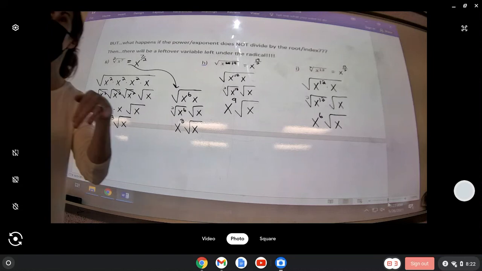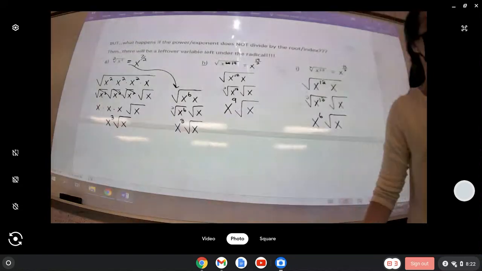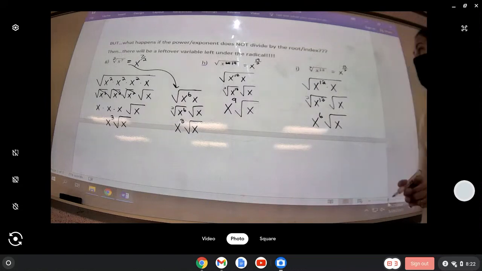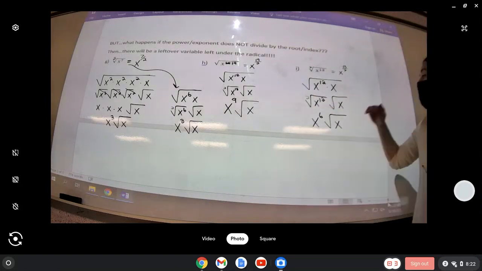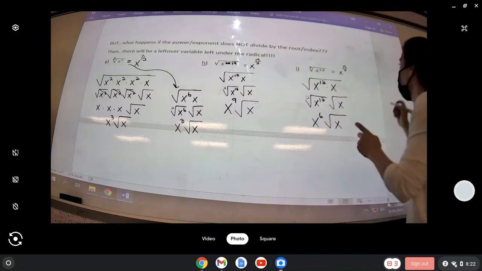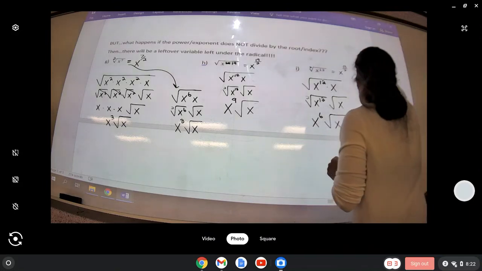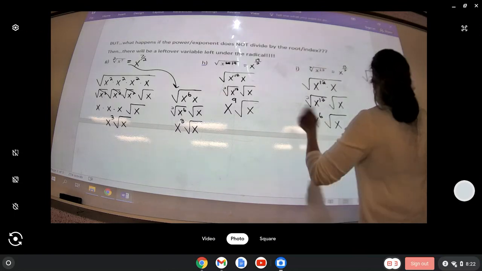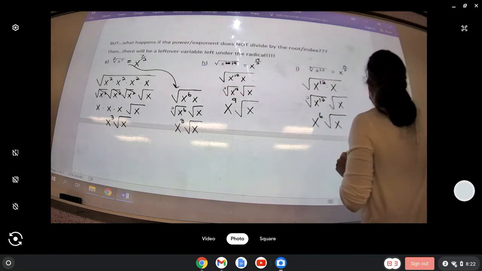So just like when we simplify square roots, like the square root of 75, it was 5 times the square root of 3. Something was stuck under that radical. So if it's not going to divide, you are going to have something stuck underneath that radical. All right, I'm going to give you guys one to end on, and then we'll stop there. What's the square root of x to the 15th?